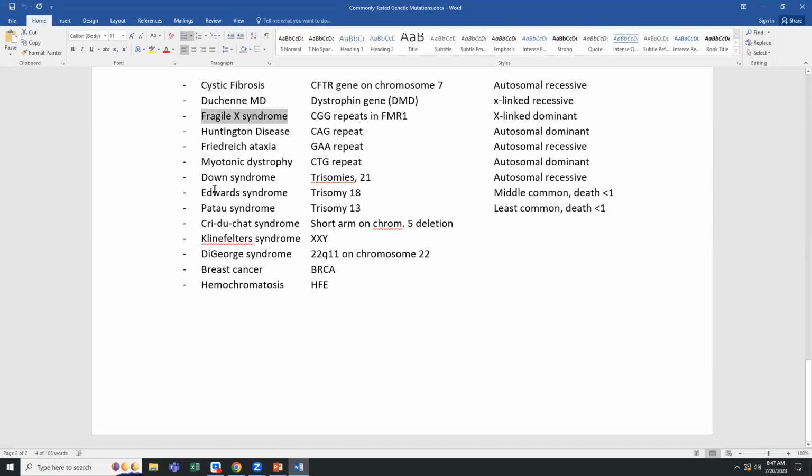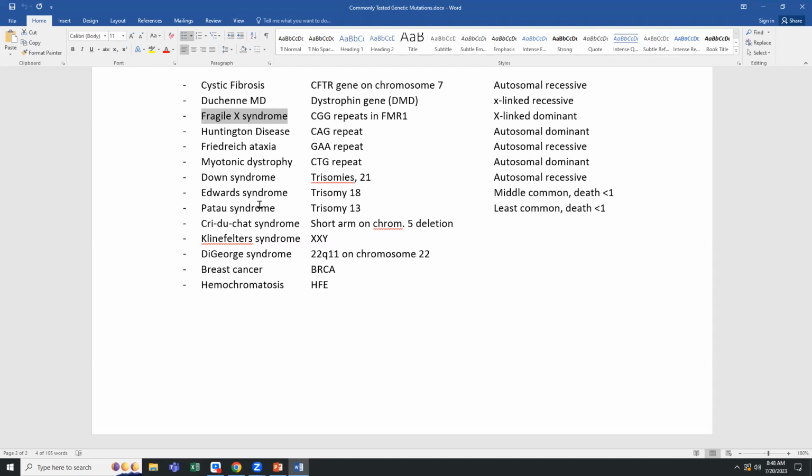Your Down syndrome, your Edwards syndrome, and your Patau syndrome, all these syndromes are your trisomies. They all are going to have 3 chromosomes where there should be 2. The trisomy for Down syndrome is affecting chromosome 21, Edwards 18, and Patau 13. Of who is more common, Down syndrome is the most common, Edwards the second most common, and Patau the third.